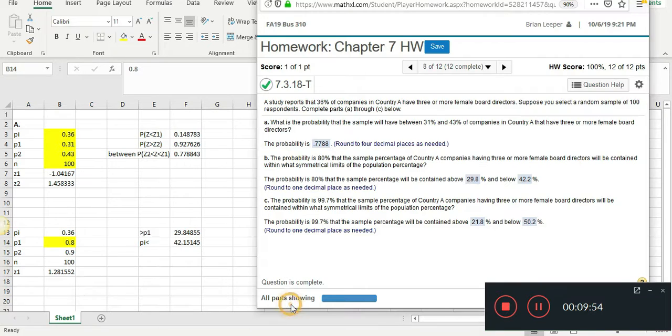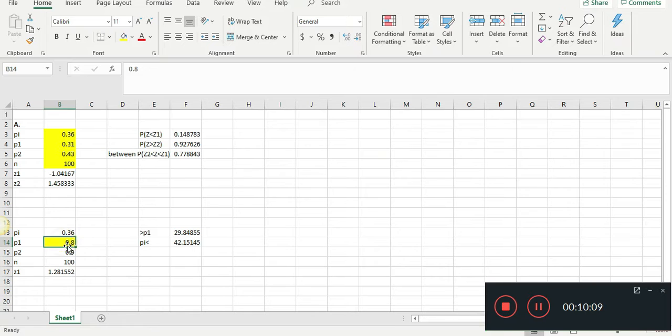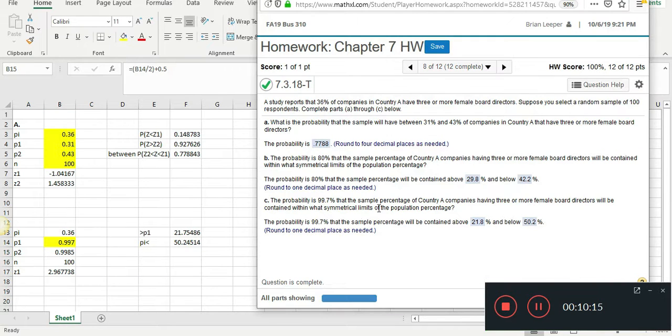So for this problem, 80%, we plugged in 0.8, and it should be 29.8 and 42.2, rounds up, that's fine. The next one is probability 99.7, so it's made 0.997. We get the probability between the two points is 21.8 and 50.2.